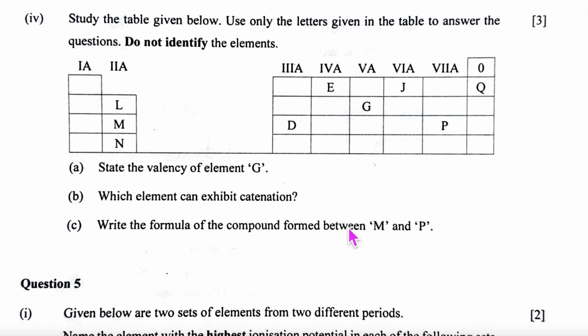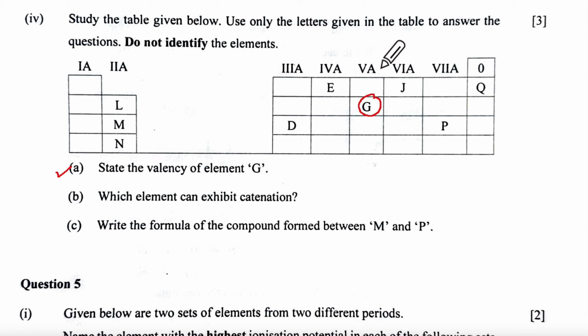The fourth subpart is for 3 marks again, and this is your periodic table. As you can see, they have not given the actual symbols of the elements. These are symbolic representations of the elements. They are saying state the valency of element G.